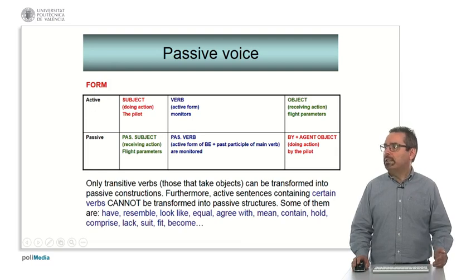Some sentences containing certain verbs, therefore, cannot be transformed into passive sentences. Some of them contain verbs such as have, resemble, look like, equal, agree with, mean, contain, hold, comprise, lack, suit, fit, become, etc. These are some of the most common ones.